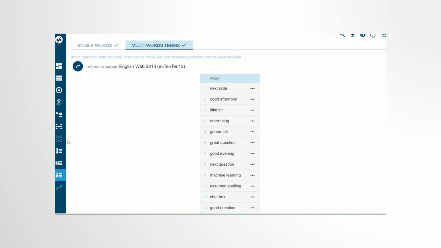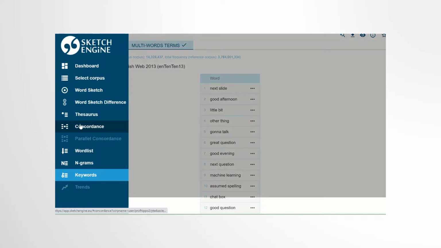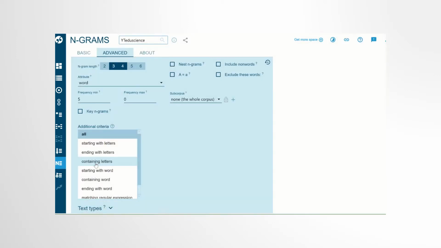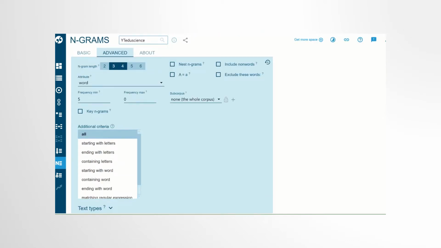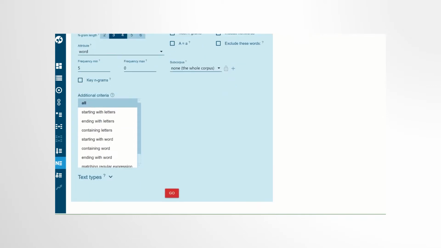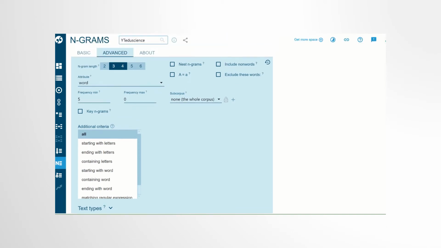Okay, so that's the multi-word term function, and finally we're going to take a look at the engrams function. Now engrams are actually something quite simple. These are words that occur one after another in the corpus, words that occur in succession with a particular frequency again.